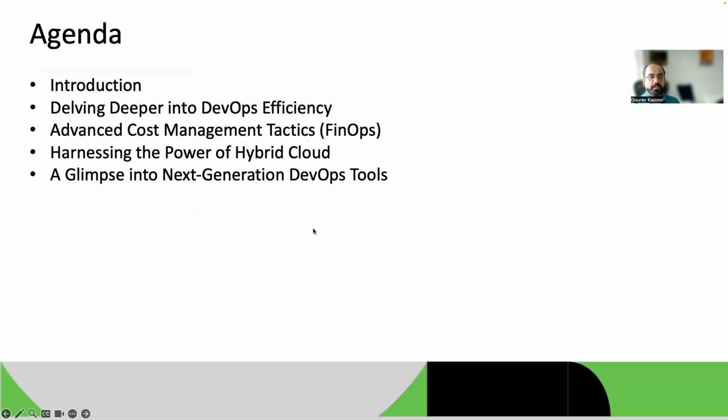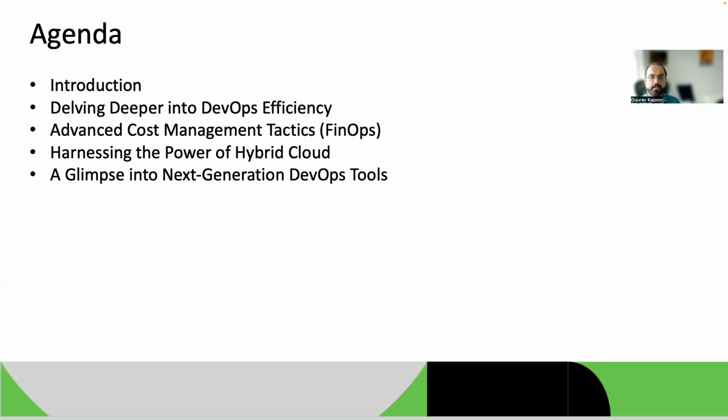All right, so with that, let's look at the agenda. We're going to talk a little bit about the introduction of DevOps. What is DevOps? We're then going to go a little bit deeper into the DevOps efficiencies. We're going to look at the practices, and then we're going to pivot to some of the cost management discussions. So what's the role of FinOps in DevOps? What are the tools available? What are the certain tactics we have available in the market? And with that, we're going to talk about the power of hybrid cloud, and how DevOps plays a little bit of a role in there as well. And then last but not the least, we're going to look at some of the most commonly used next generation DevOps tools across the whole pipeline.